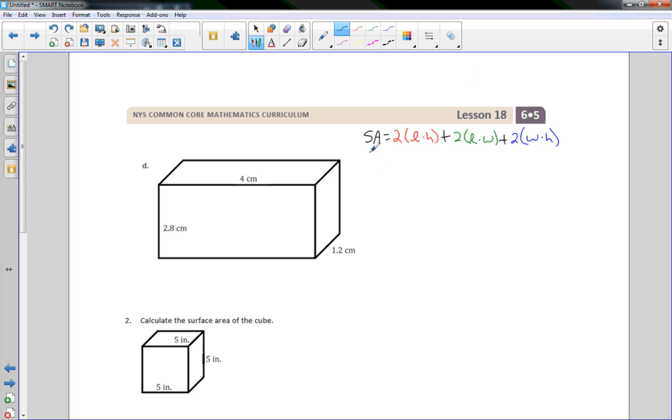So my surface area is 2 times the length is 4 centimeters. The height is 2.8 centimeters.